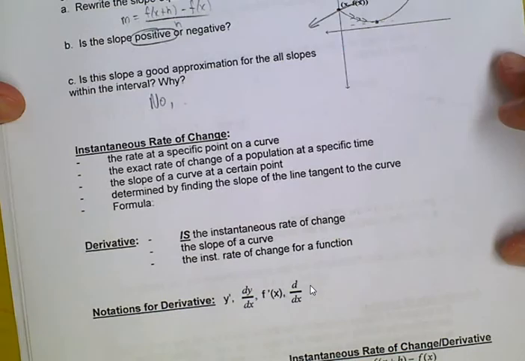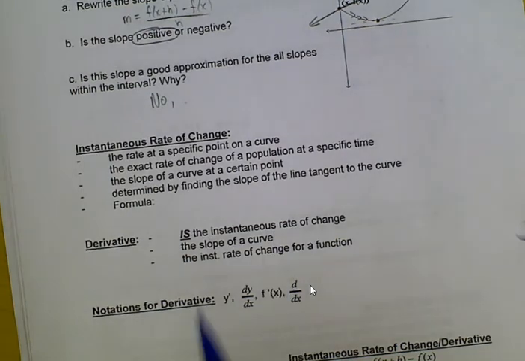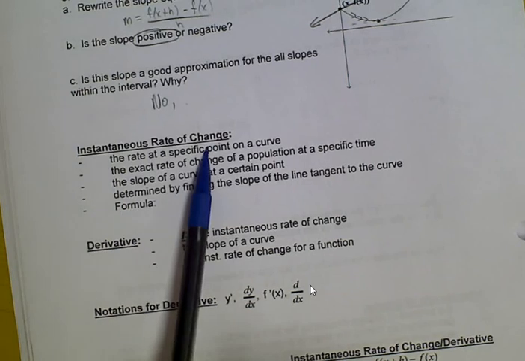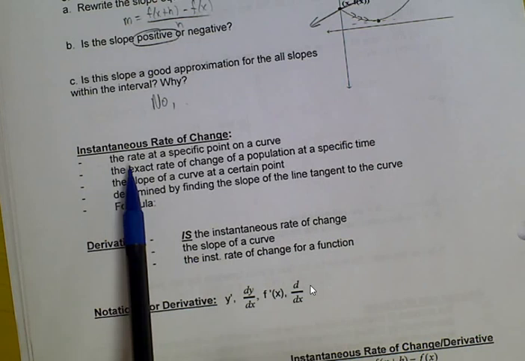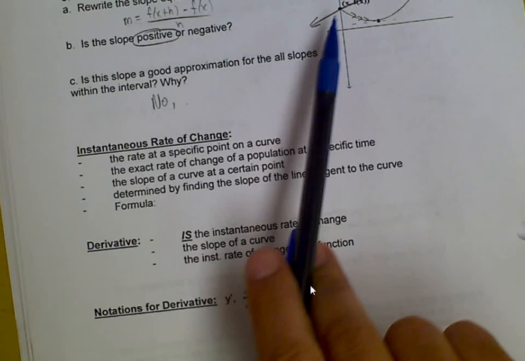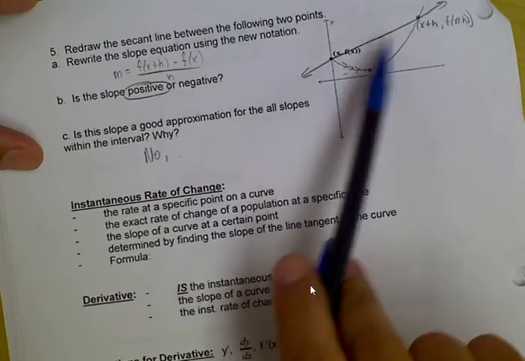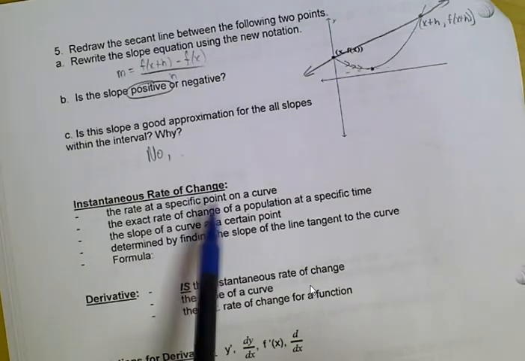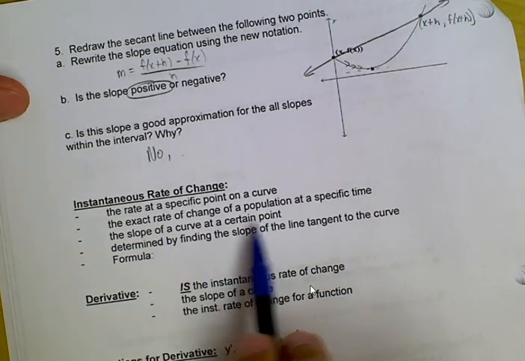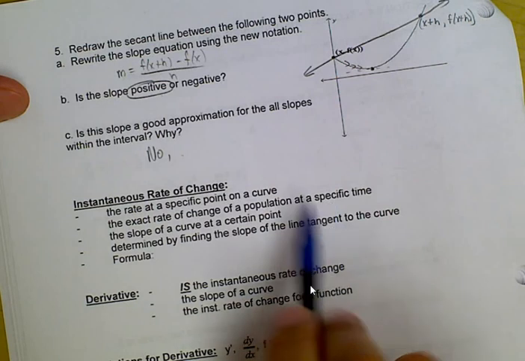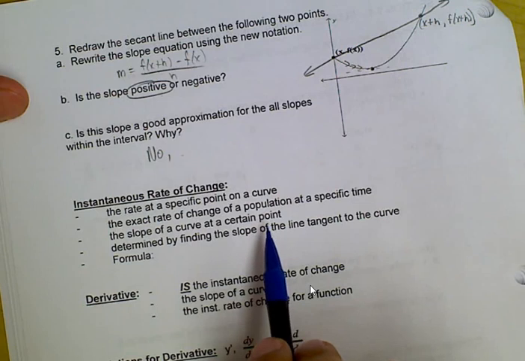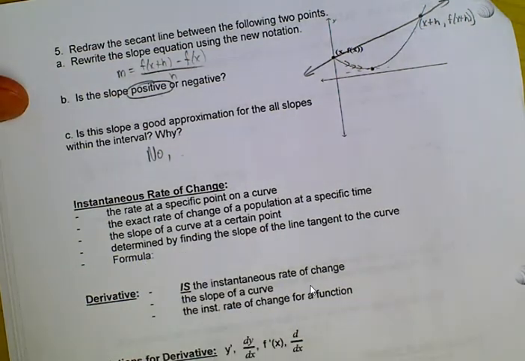So what we would like is the instantaneous rate of change. The instantaneous rate of change will give us the rate of change at a specific point on the curve. So instead of doing it over 2 points like we did up here as an approximation, it's going to give us the rate of change at one particular point. It will be the exact rate of change versus an approximation, and it will be at a specific time instead of over an interval of time. It'll give you the slope of the curve at a certain point, and it's determined by finding the slope of the line tangent to your curve.